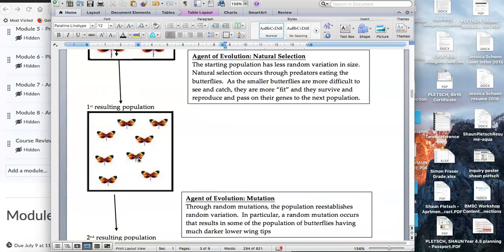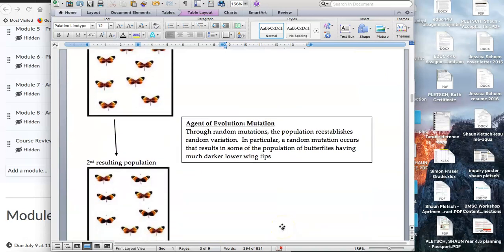Now, the next thing is, it says mutation. Now, you get to kind of decide a mutation, and I think you can have a lot of fun with this. Here they say, the random mutation, it says the butterflies are going to have darker, lower wingtips. And so we're going to see, as a result of that mutation and what's going to happen to the population, a lot of them are going to be darker.